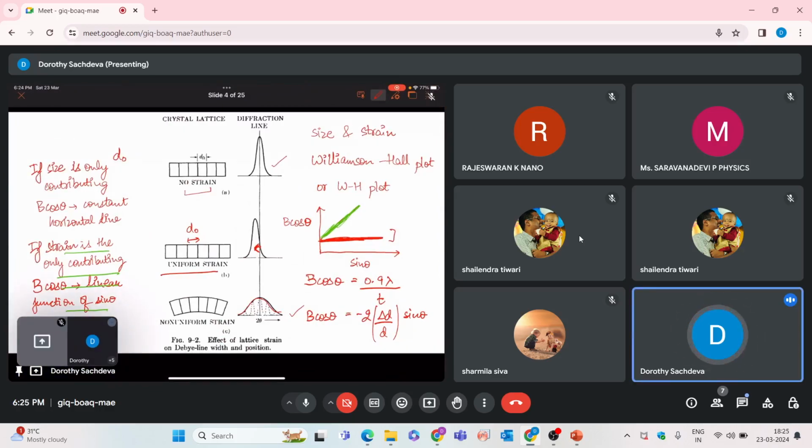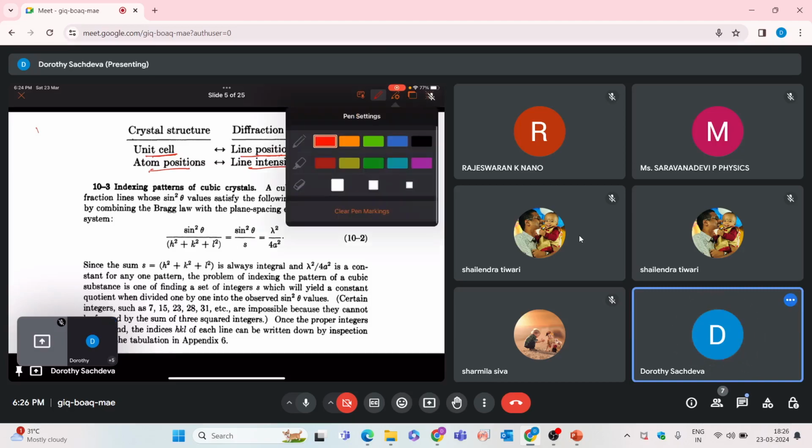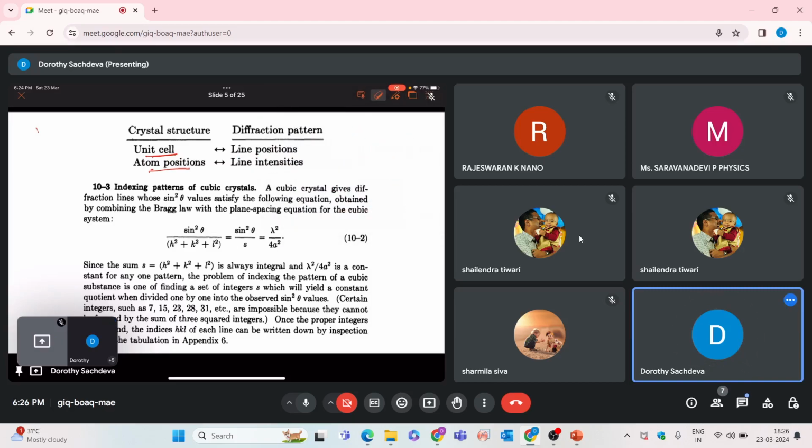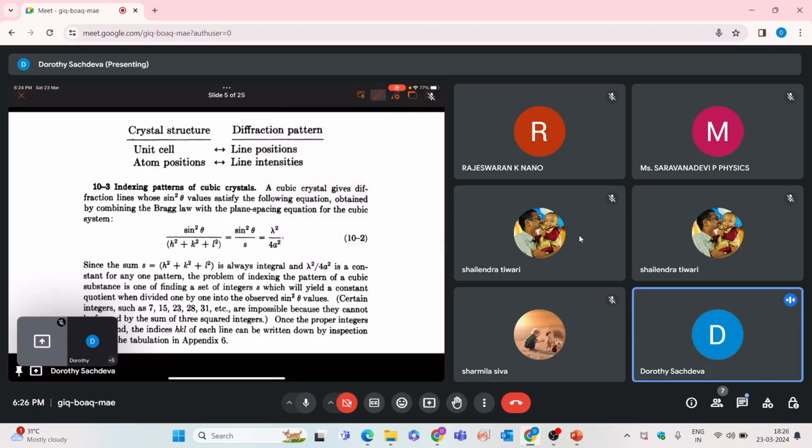Okay. So if this thing is clear, then we'll go to this next thing, XRD. This XRD is used basically, the line position will tell you about the unit cell and the line intensities will tell you about the atom positions present in the crystal system. I'll just try to erase this. Okay.